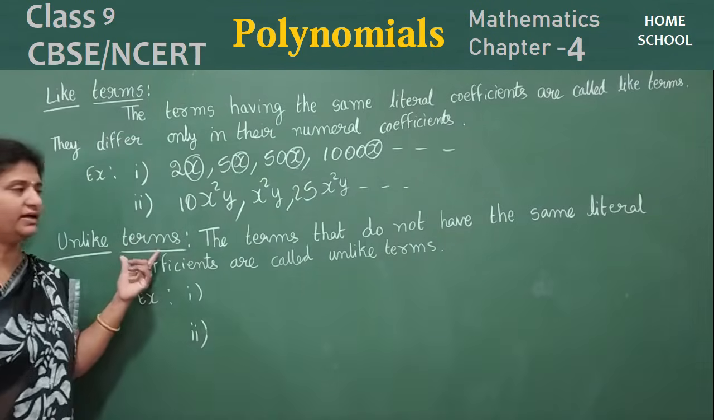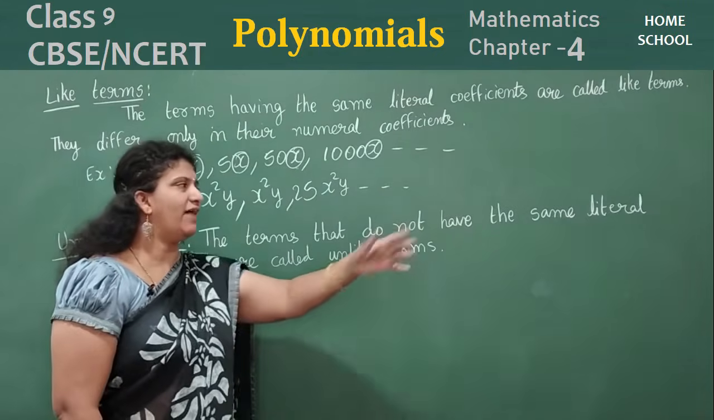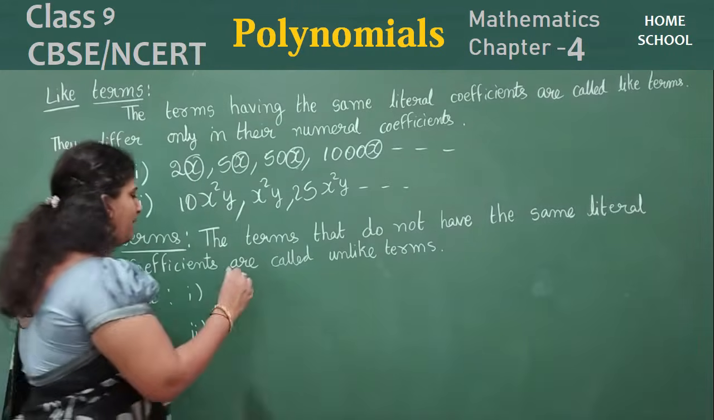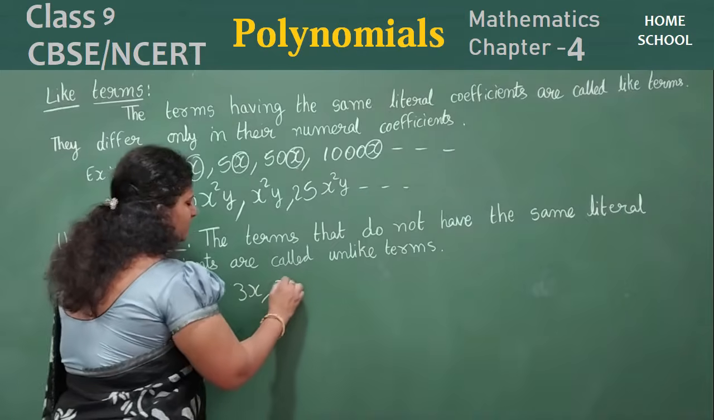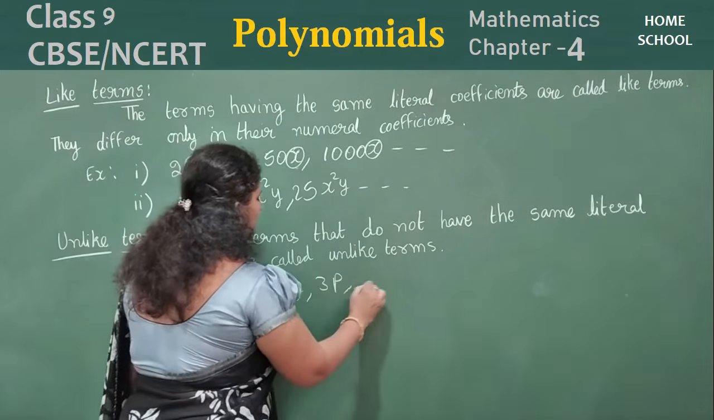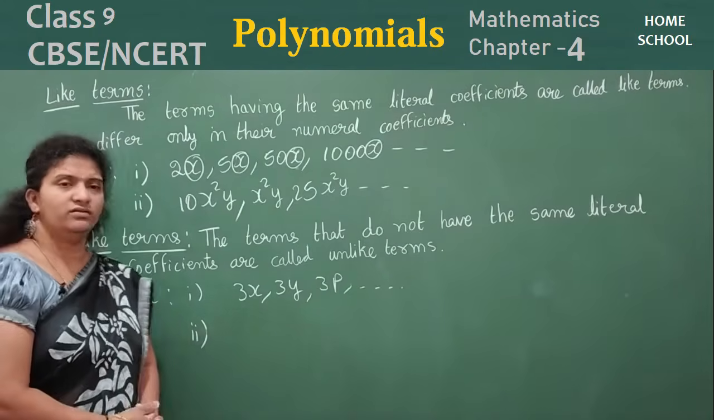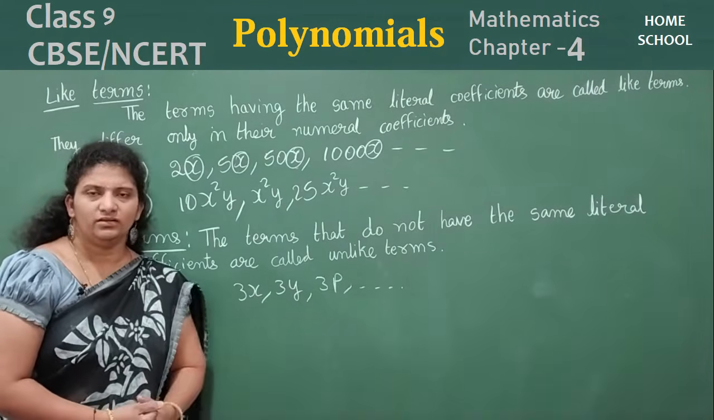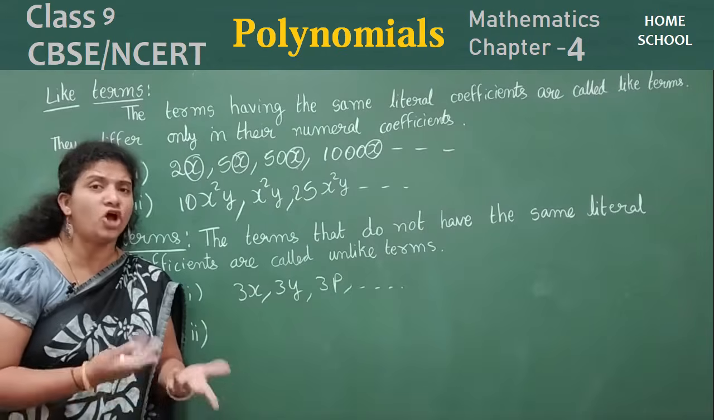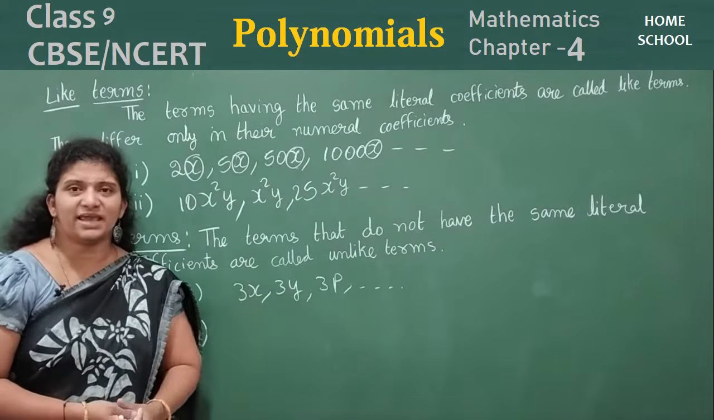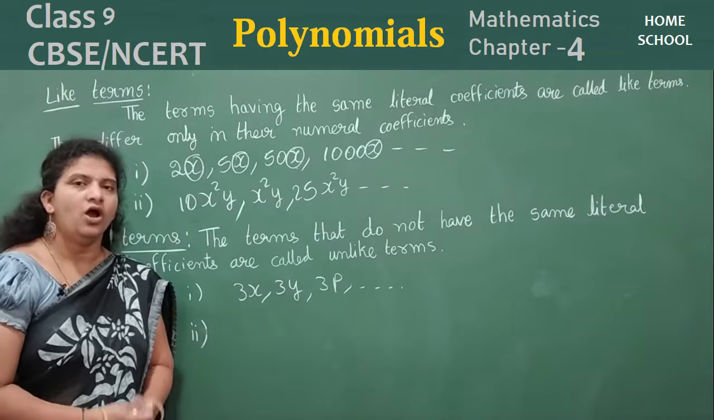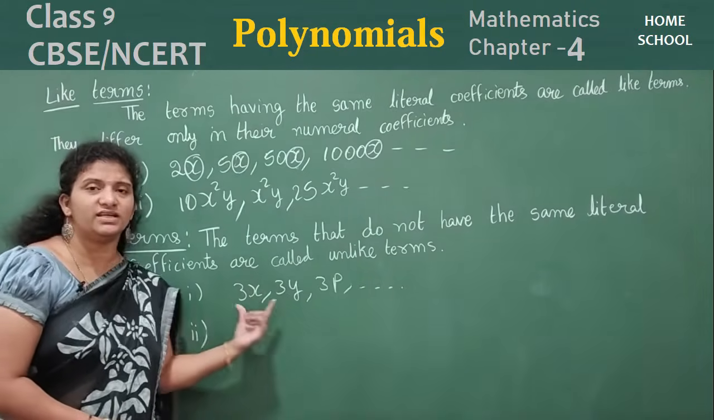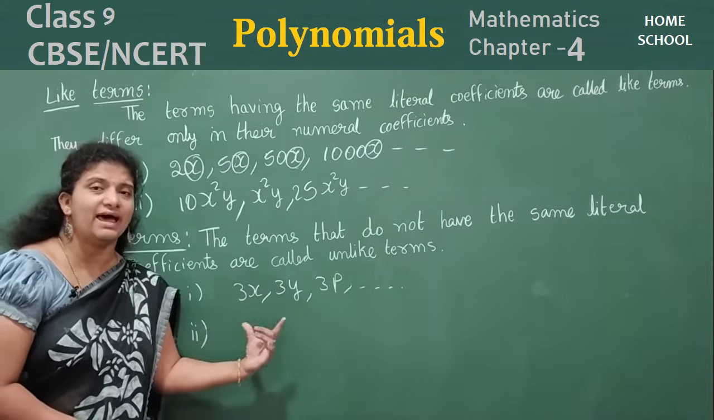Next, unlike terms. The terms that do not have the same literal coefficient are called unlike terms. Example, 3x, 3y, 3p, etc. So look here. Observe the literal coefficients x, y, p. In all these it is differing, means it's not the same. Whereas the numerical coefficient is the same, we should not consider the numerical. Always in terms we should go by the literal coefficient. So what is this, children? These terms are called unlike terms.